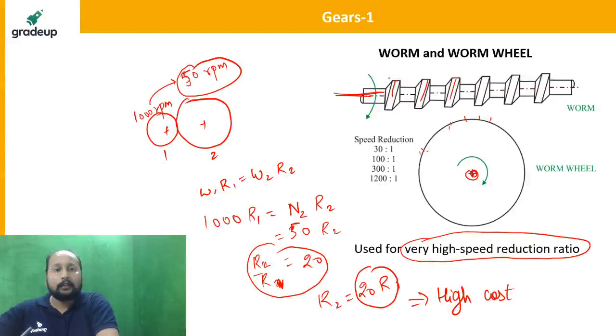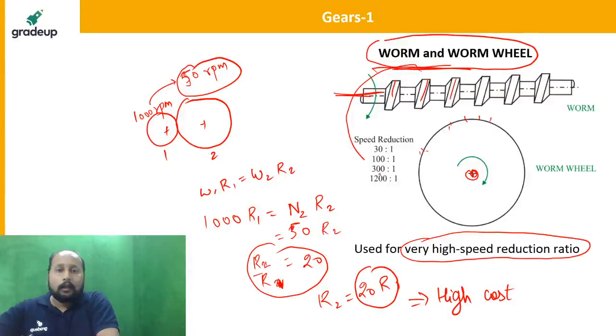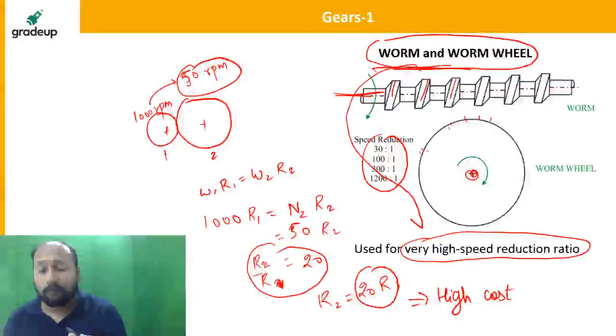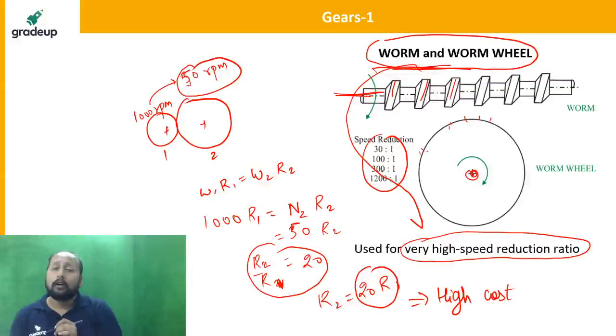So whenever we need to have a high speed reduction ratio, we are preferring the worm wheel. Is that clear? We are using the worm wheel whenever we need high speed reduction. As you can see over here, we are having 30:1, 100:1, or even 1200:1. We are using worm gears. This is the application or the importance of worm and worm wheel. Is that clear?